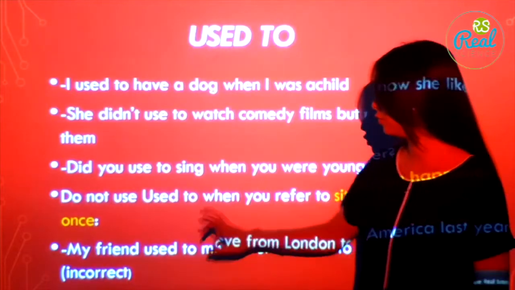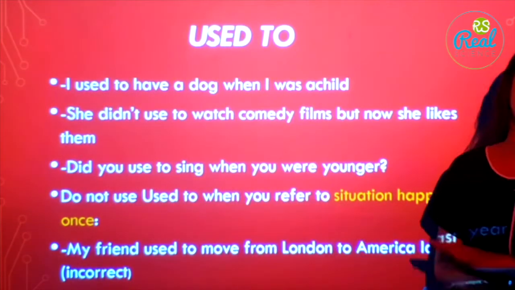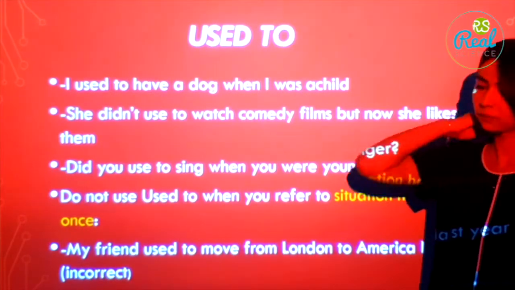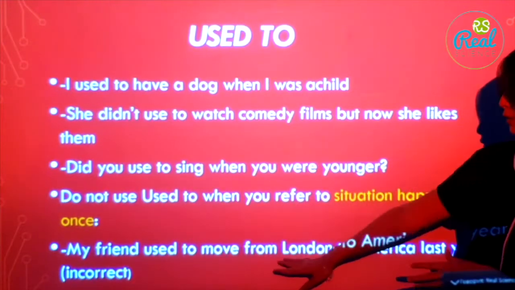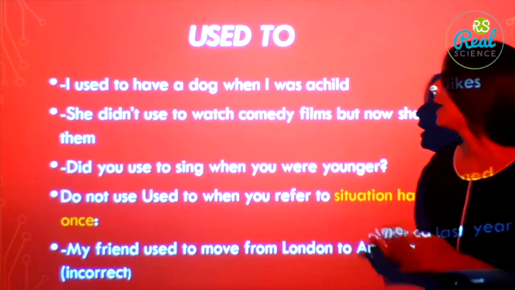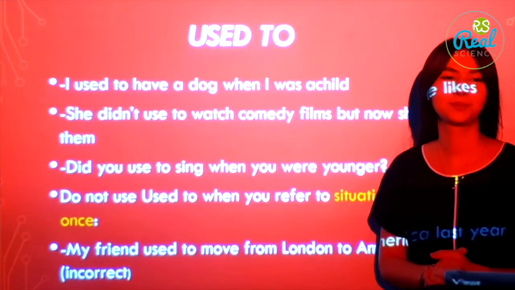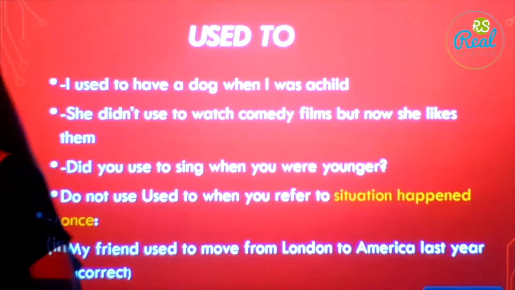So here you have to say, my friend moved from London to America last year, not "used to move". So this sentence is the incorrect one. Do not use "used to" for past situations that happened once. No questions regarding this one? No. Okay, let's continue.